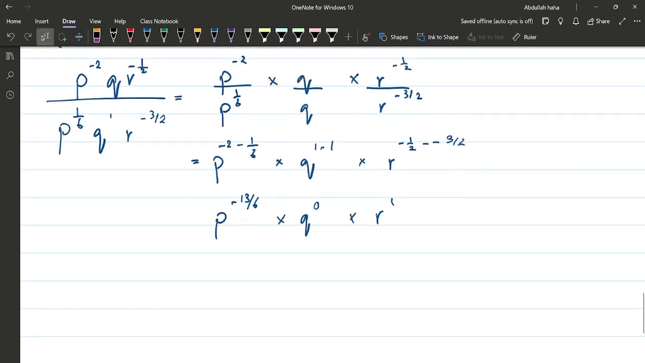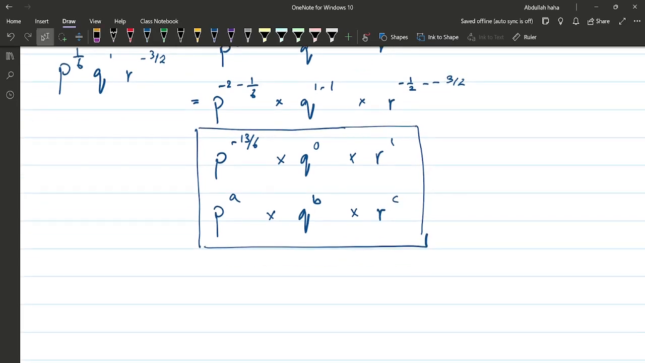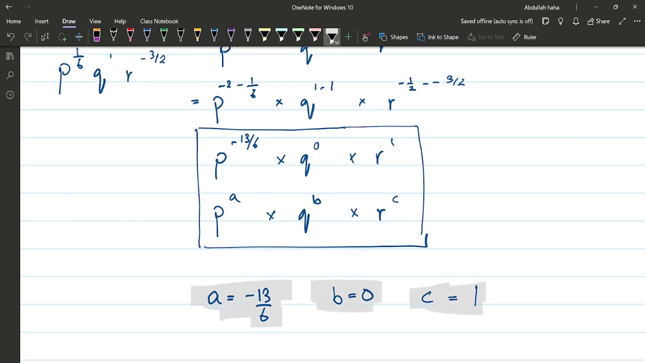So if we bring p to the power a, q to the power b times r to the power c. Alright, so let's just look at this. We can compare, we can say p is the same as this. So we know that a is equal to minus 13 over 6. And then b is equal to 0. And then c is equal to 1. Alright, so these are our values and our answers. These are our values for the powers.